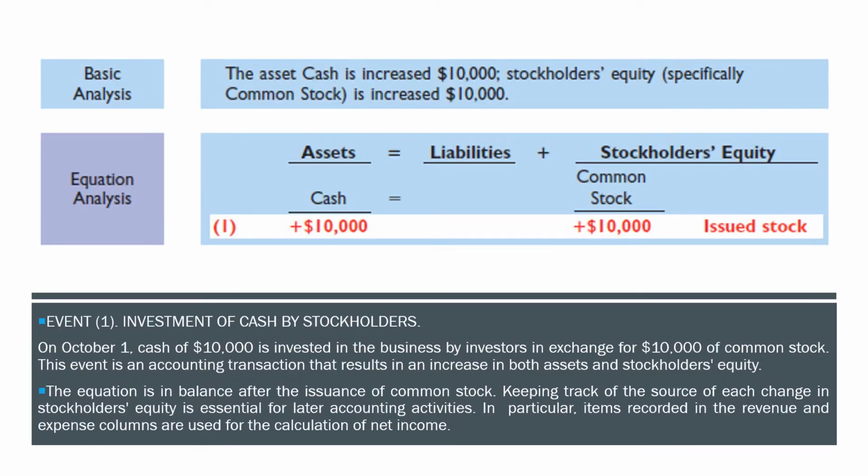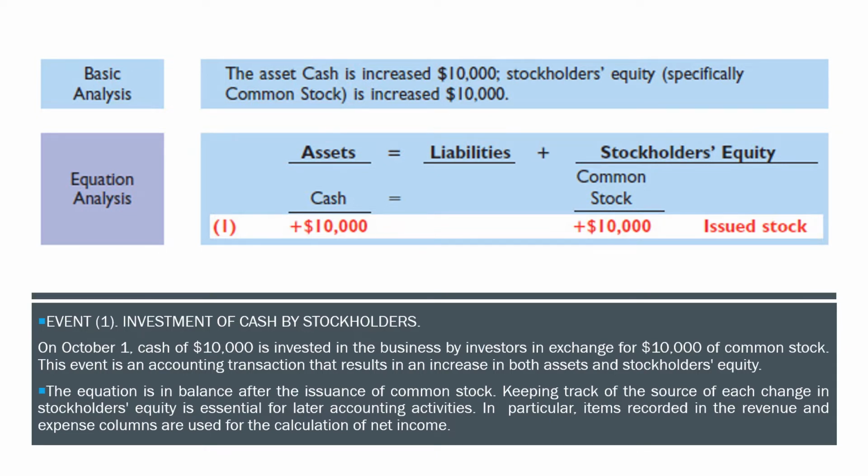Okay, so let's look at event 1, right? Investment of cash by stockholders. On October 1st, cash of $10,000 is invested in the business by an investor in exchange for $10,000 of common stock. This event is an accounting transaction that results in an increase in both asset and stockholders' equity.